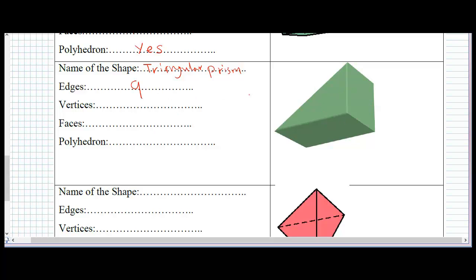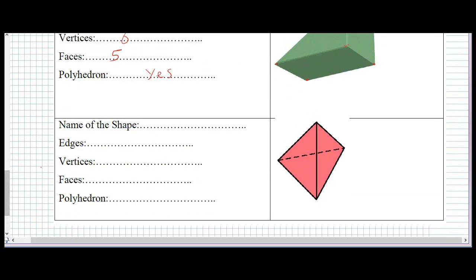How many vertices? We have 1, 2, 3, 4, 5, 6 vertices. How many faces? We have 2 faces, one up and one down. We have 3 faces in the side, so 3 and 2 is 5. Is it a polyhedron or not? Yes, it is a polyhedron because we don't have a curved side here.